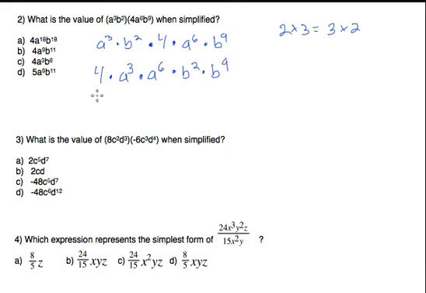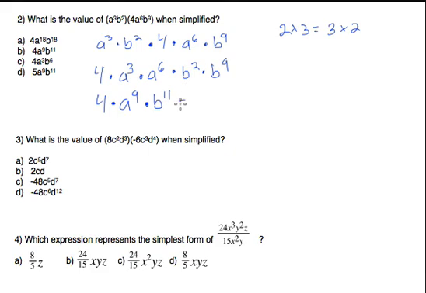And now it's easy to see, okay, well, I can't do anything with 4, but I can say if I'm multiplying a by itself 3 times, and then I'm multiplying a by itself 6 times, then in total I'm multiplying a by itself 9 times, which is why we add exponents when we multiply like bases. And then all of that is multiplied by b multiplied by itself 2 times, and we're multiplying that by b multiplied by itself 9 times. So we're multiplying b by itself a total of 11 times.